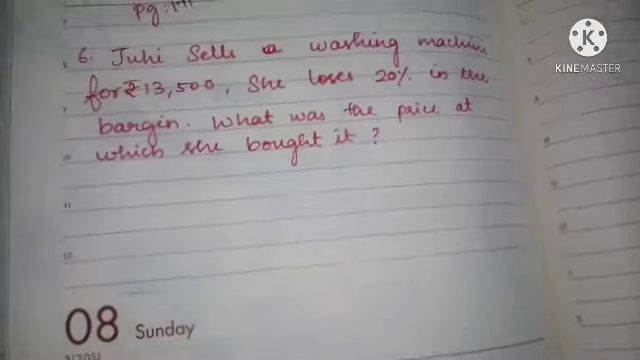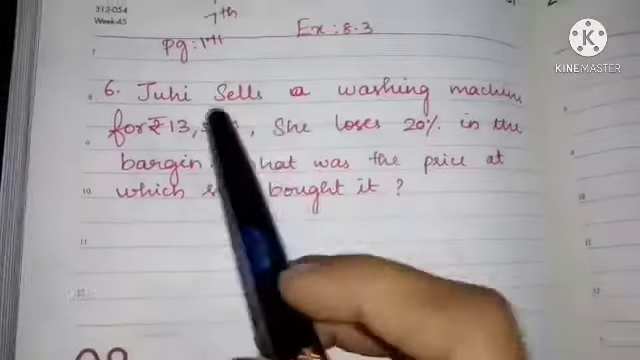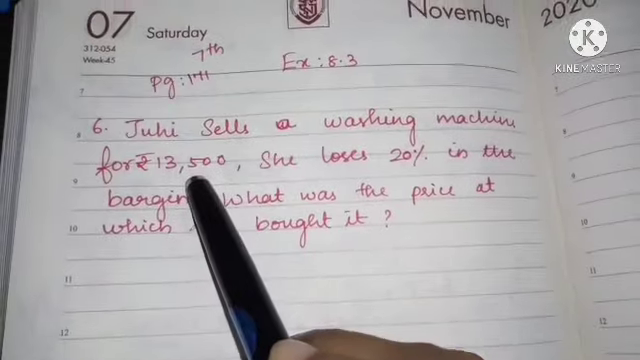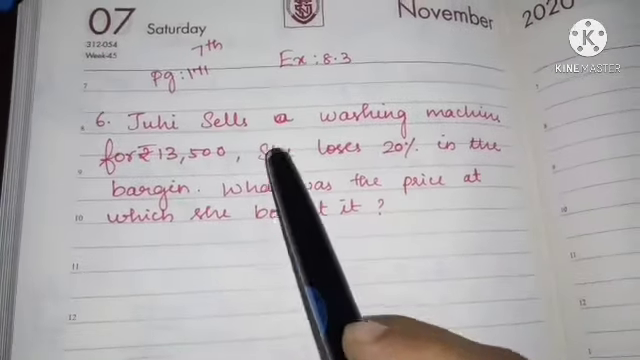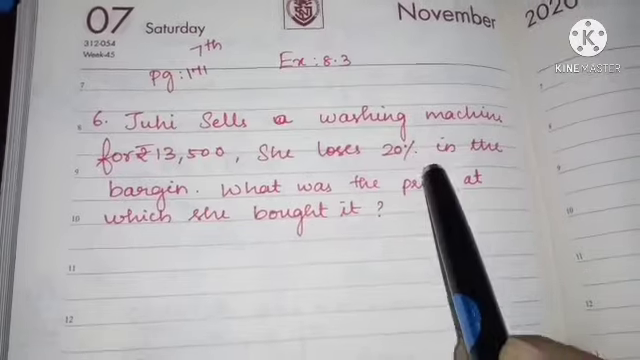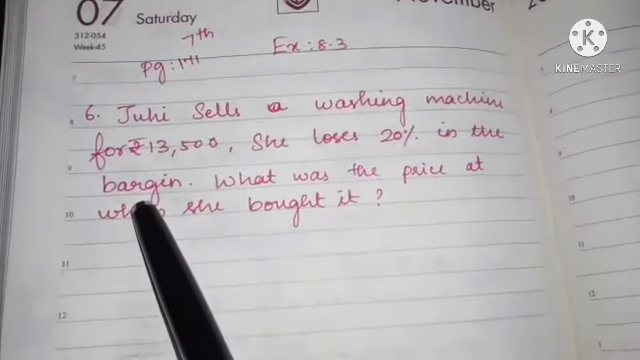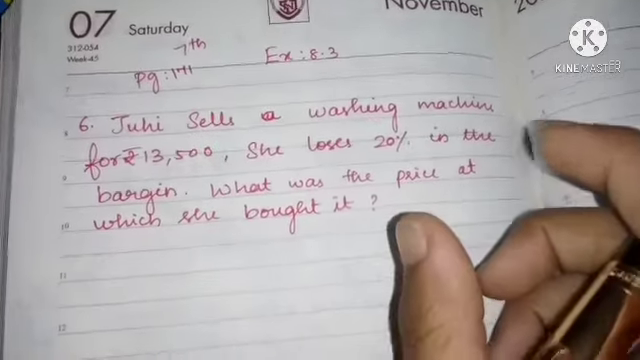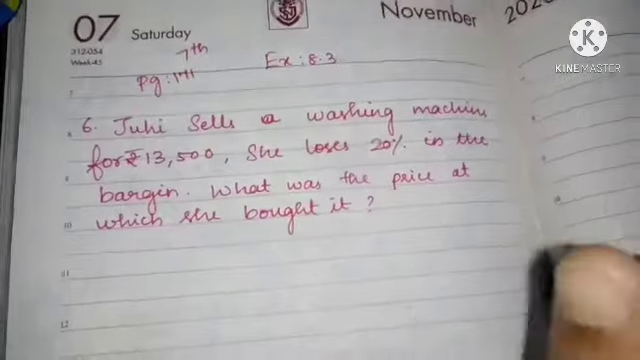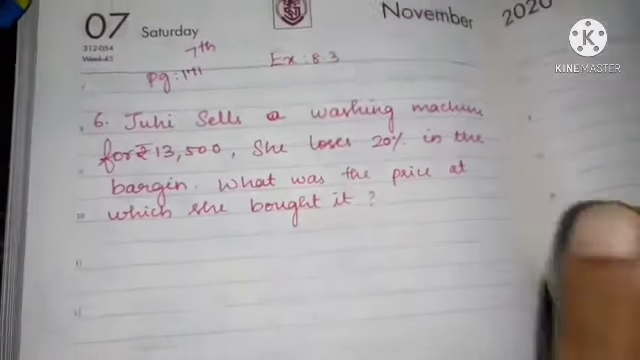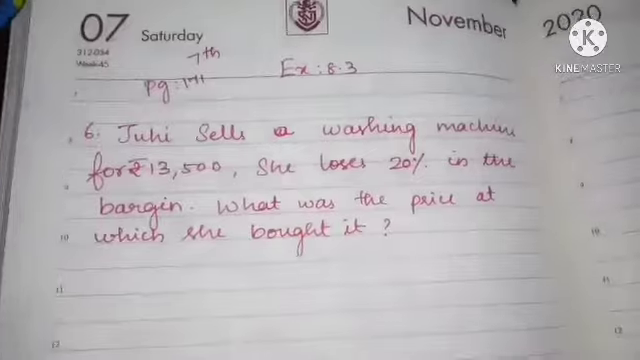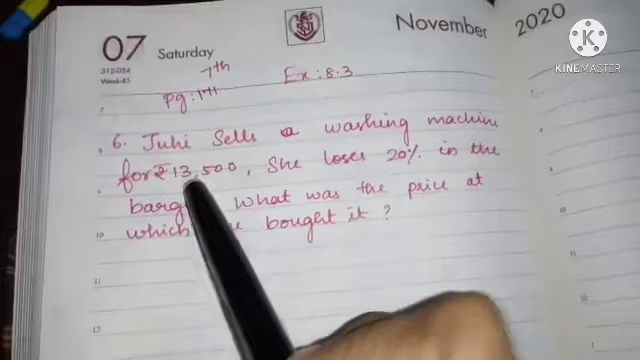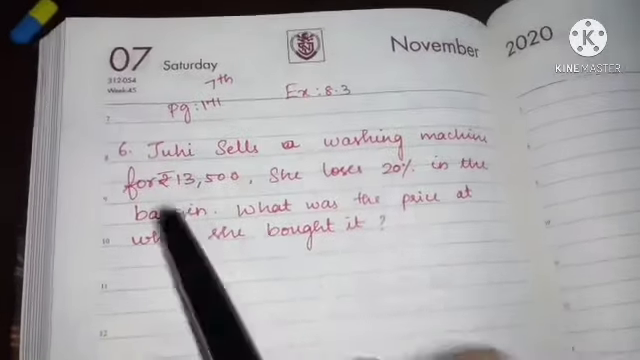What is the question? Juhi sells a washing machine for rupees 13,500. She loses 20% in the bargain. Bargain means when you go to a shop, they say the cost of the commodity is 150 rupees, but you say no, you have to give it for 100 rupees. That is called bargaining. So she sells a washing machine for rupees 13,500 and loses 20% in the bargain.